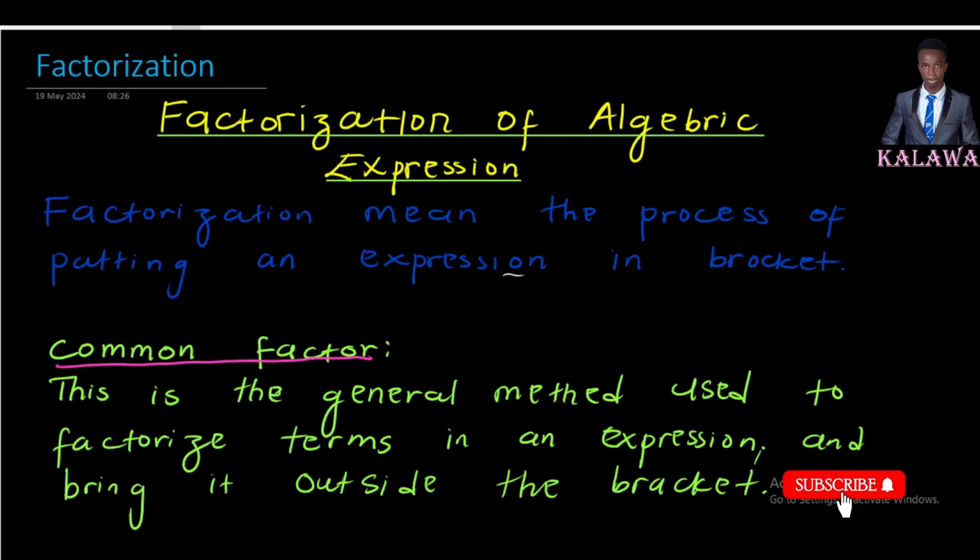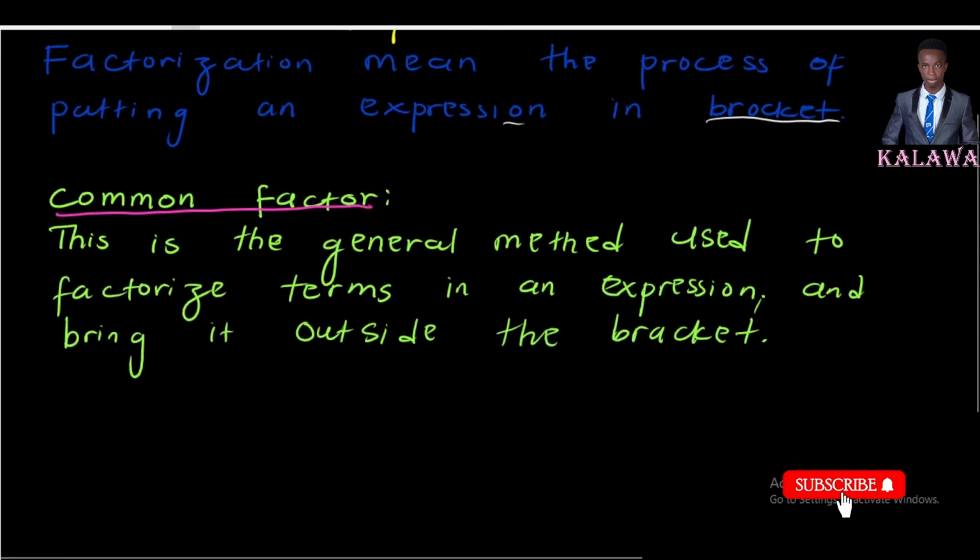First, let's understand what factorization is. Factorization means the process of putting an expression in brackets. One of the methods used in factorization is called the common factor. This is the general method used to factorize terms in an expression and bring them outside the brackets. So let's dive into an example.